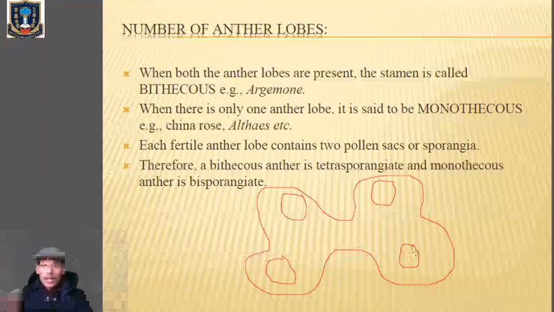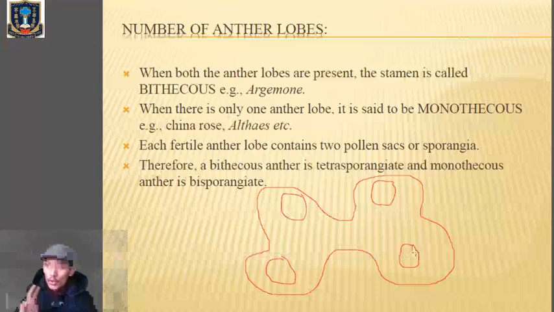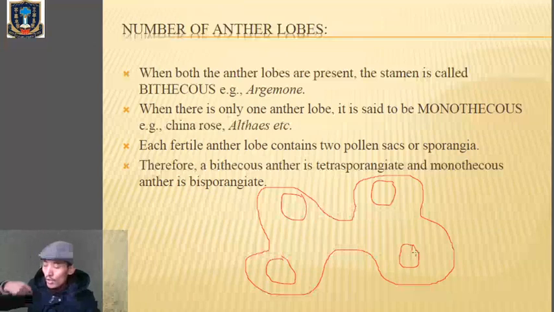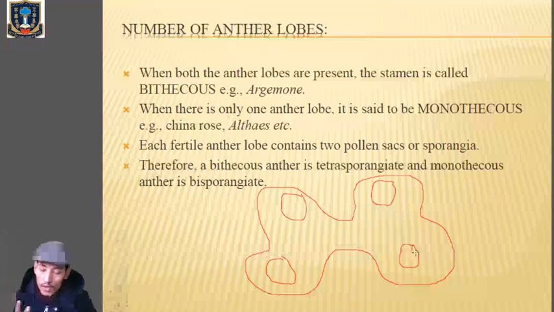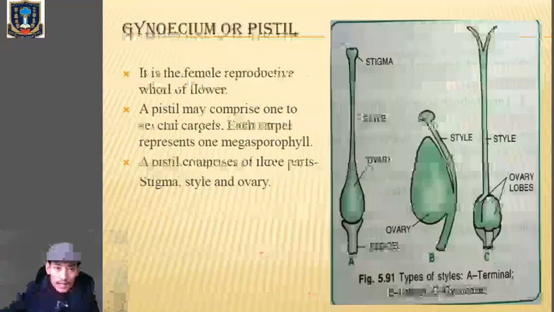So when we are talking about the bithecous anther having the 2 anther lobes, then there will be the presence of 4 pollen sacs or 4 sporangia. But when we are only talking about the monothecous anther lobe or stamen, then there will be the presence of only 1 anther lobe, and that 1 anther lobe contains 2 sporangia or pollen sacs. Clear? Okay, now let's go to the next slide.